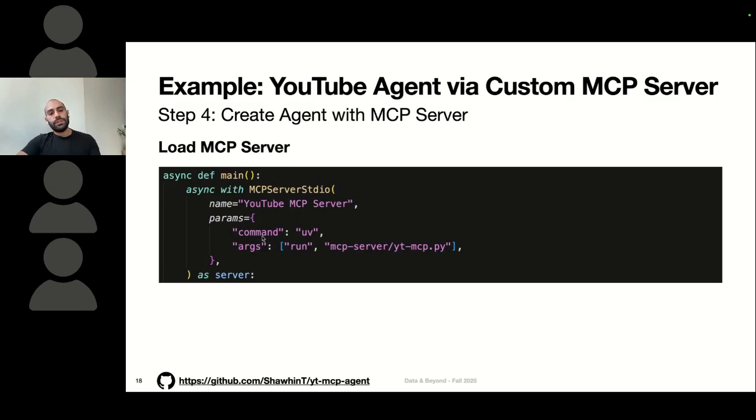And then the next thing we're going to do is load in the MCP server. Again, there's some fanciness going on here, but the key thing to look at is we're going to import the server using these params here. So it's doing a uv run MCP server yt-mcp.py. We'll look at the directory later, so this will make more sense.